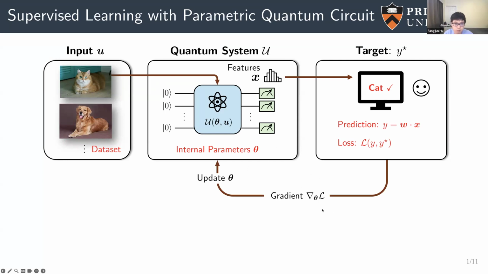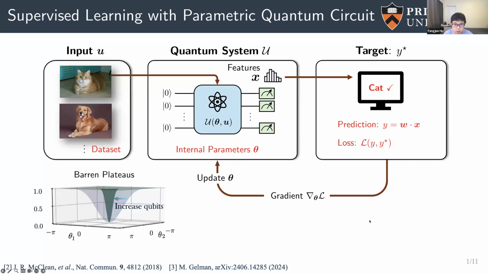You can compute this gradient with respect to the internal parameters thetas and use this information to update the internal parameters. However, it is well known that computing such gradients in quantum machine learning is extremely difficult because of the complexity of quantum dynamics. A worse phenomenon occurs if one increases the number of qubits.